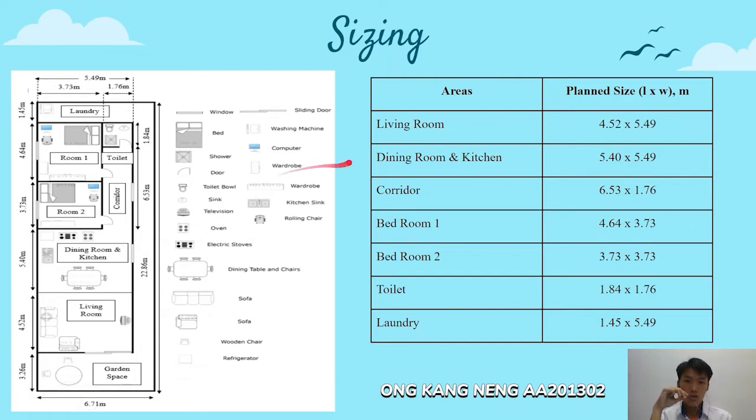Our raft house is divided into several areas. The first one is the living room, the second one is the dining room and kitchen, the third one is the corridor, the fourth one is bedroom 1 and 2, the next one is the toilet, and the last one is the laundry. All the plan sizes and dimensions are listed in the table on the right hand side. After deducting the area of the raft house, there is a total of 53.75 square meters left as garden space for residents to have outdoor activity.